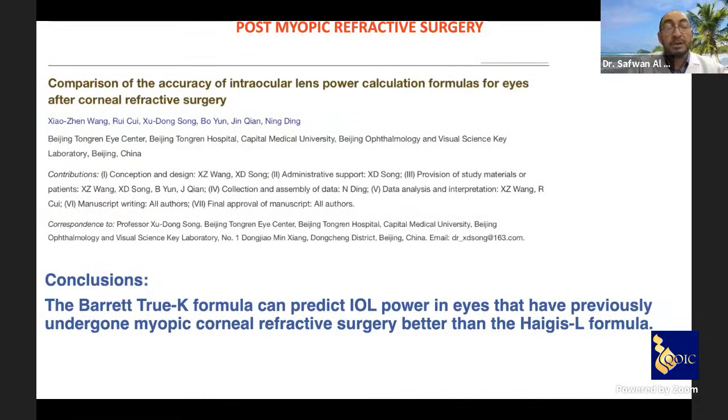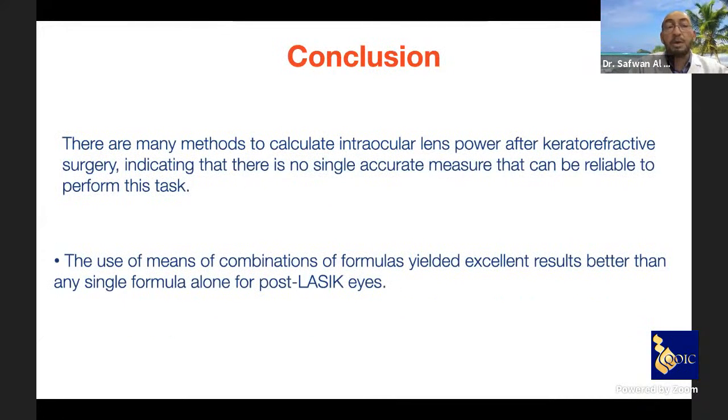In conclusion, the Barrett True K formula can predict IOL power in eyes that have previously undergone myopic corneal refractive surgery better than the Haigis-L formula. That's in another study. Conclusion.